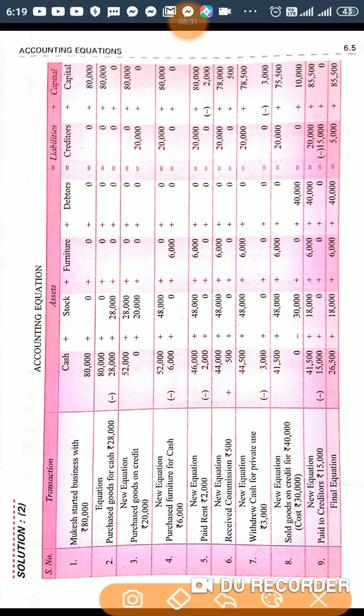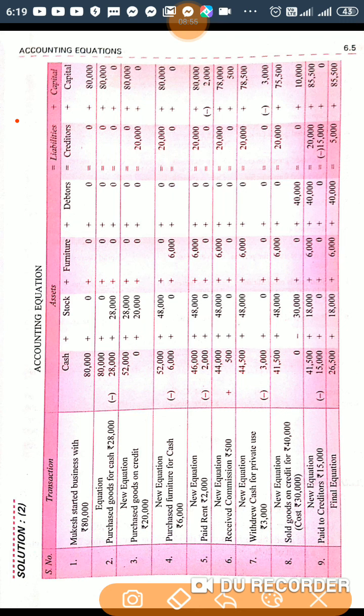Now the equation was assets equal liabilities, and it is proved here. Assets are 80,000 and liability plus capital is also 80,000, so proved. This transaction signifies the equation. Now second transaction, you will write down serial number 2, then purchase goods for cash rupees 28,000.